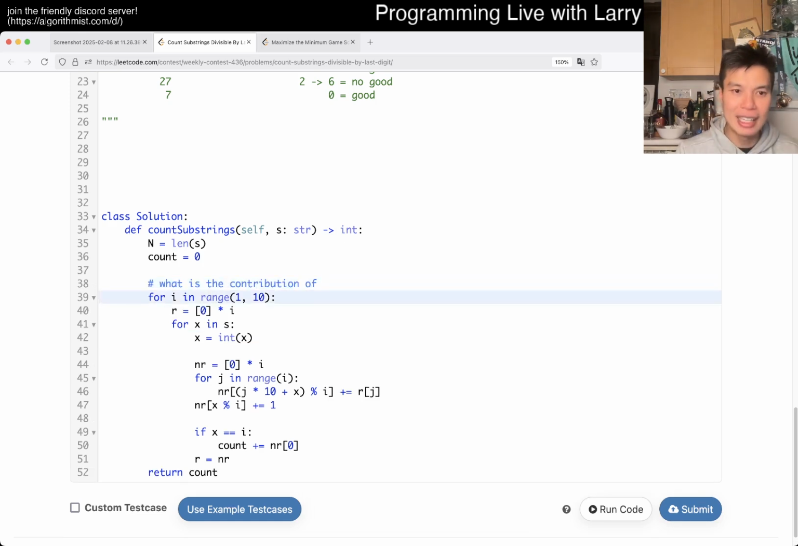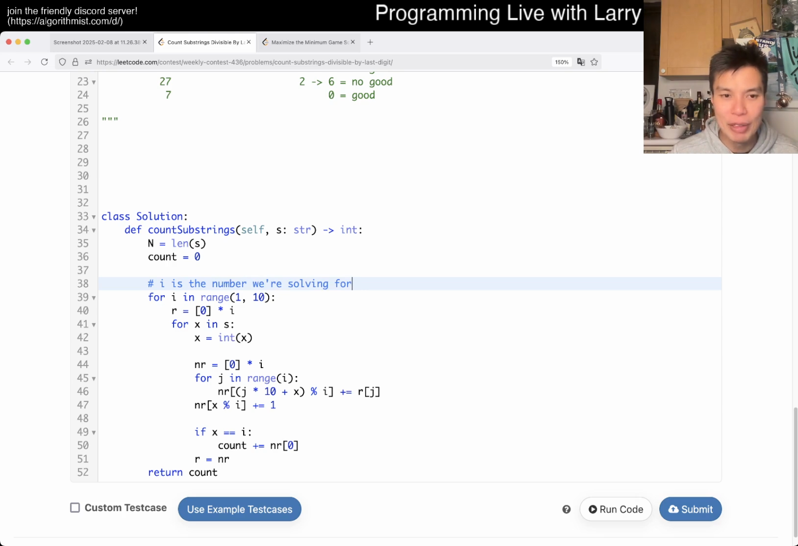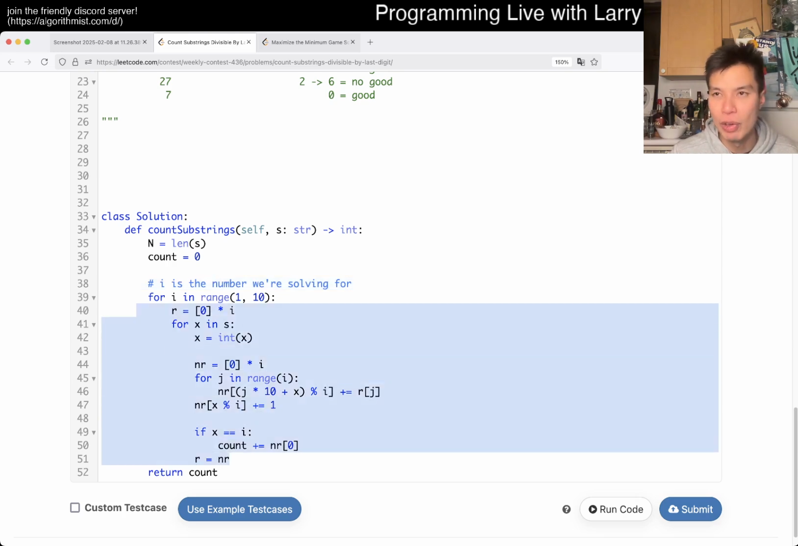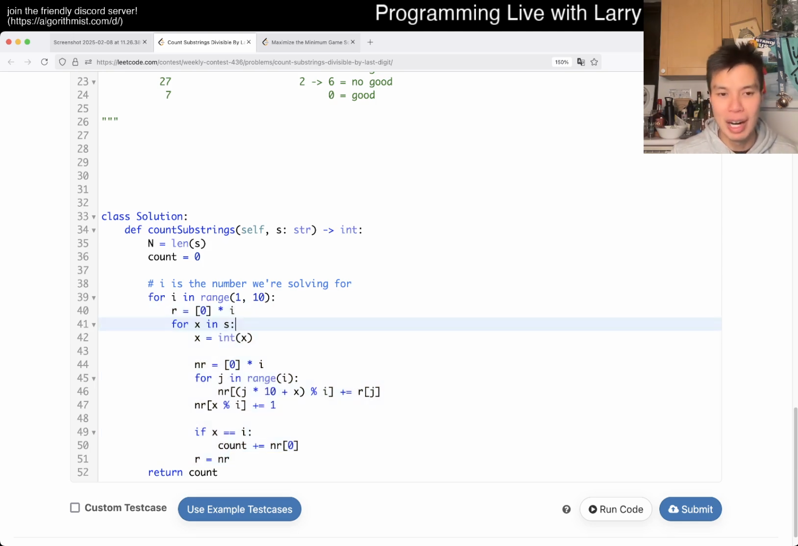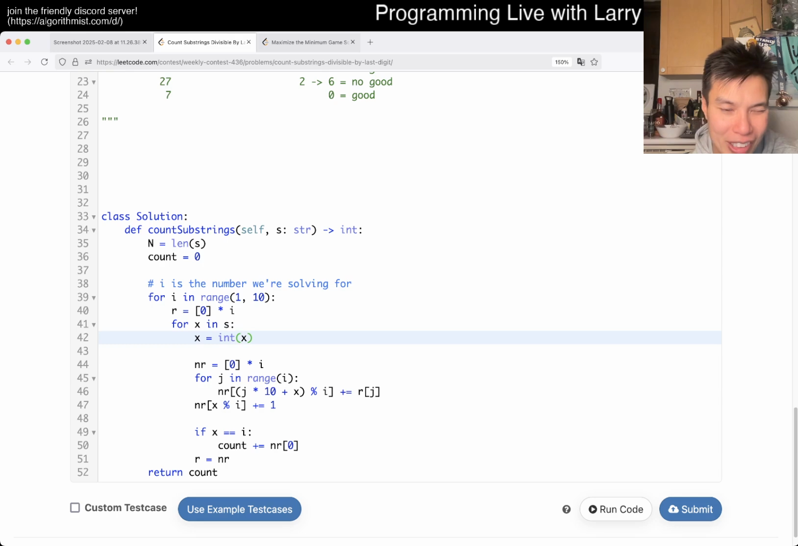So here I is the contribution, or the number we're solving for, right? So with I equal to 1, this should add up all the numbers where 1 is the contribution, and so forth. And here we just set I number of different numbers because that's just how it goes. And for X in S, this is for every digit. We convert it to int. Maybe I could have taken this out, but anyway.